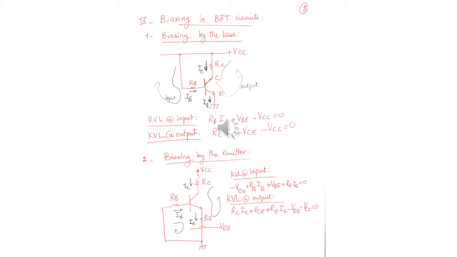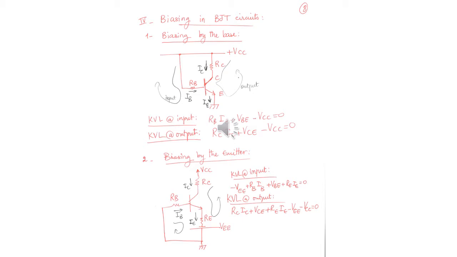Here we are biasing it by the base. As you already noticed, we always have to put a VBB at the base and VCC at the collector. Here we are using only one voltage source, which is VCC, and you are taking from VCC to the base some energy. So your input loop will be VCC, RB, the transistor, and the ground. And your output loop will be VCC, RC, the transistor, and the ground.